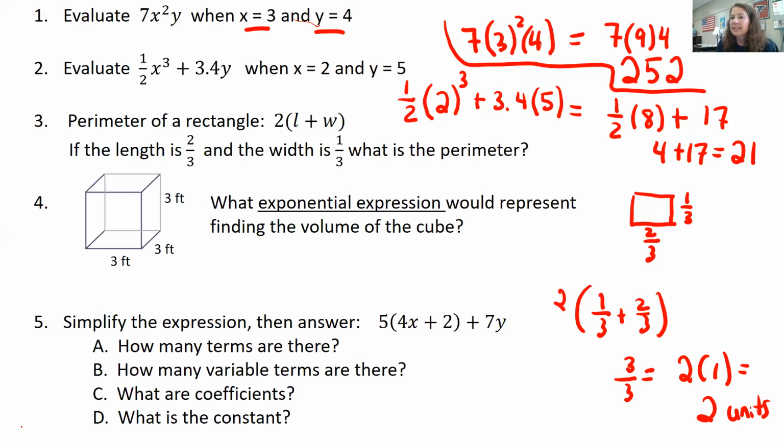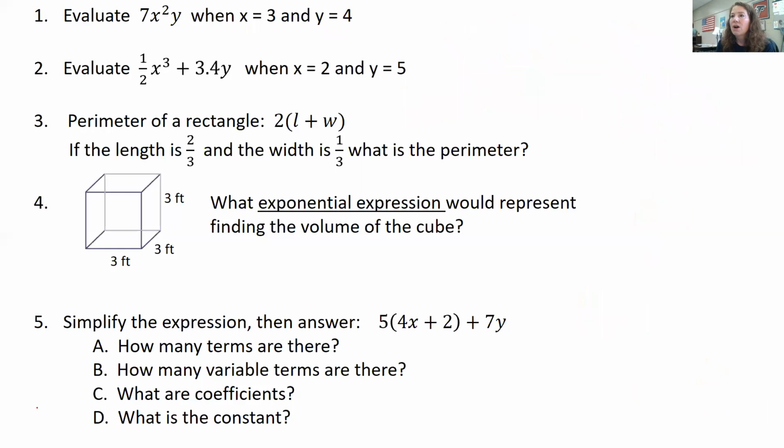All right, I'm going to erase this all just to get it off the screen, but you can always go back and rewind on my video if you need to. All right, look at number 4. The question says, what exponential expression would represent finding the volume of a cube? Well, to find the volume of the cube, you multiply length times width times height. So since all the measurements are the same on a cube, the exponential expression would be 3 cubed, 3 to the 3rd power, which is 27 feet cubed, right?